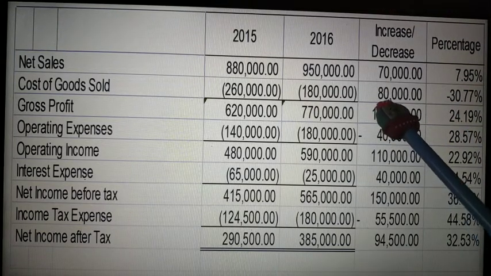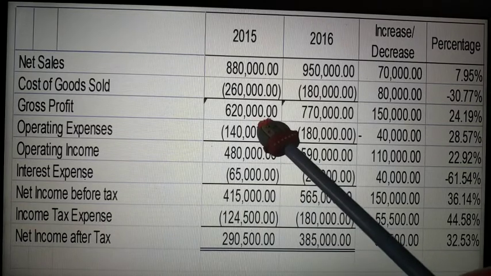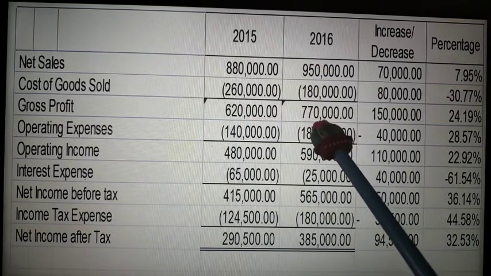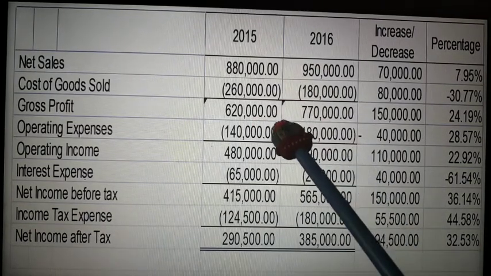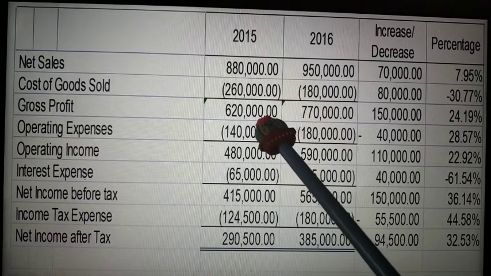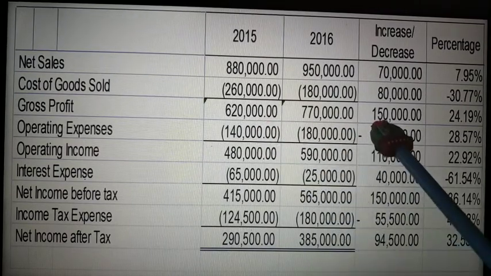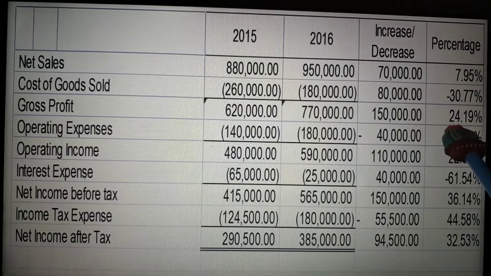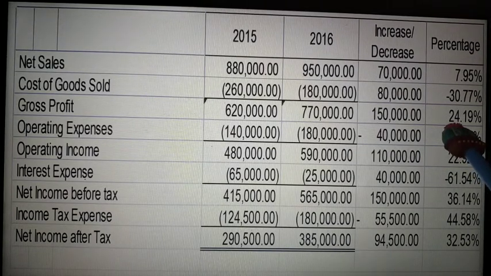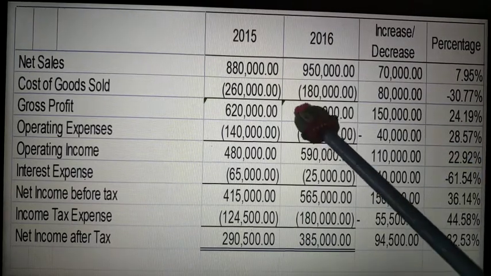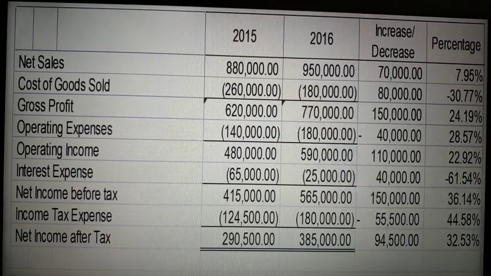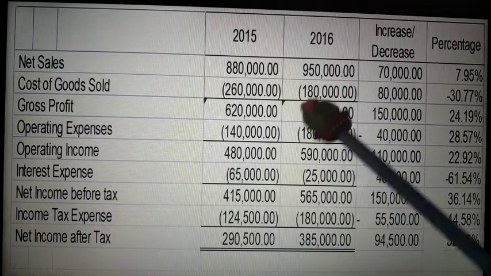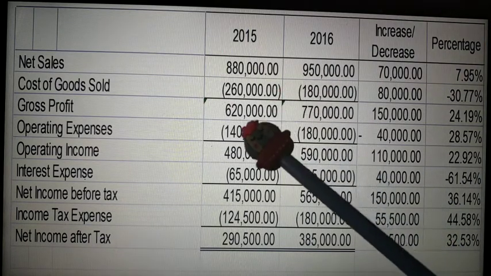And then next is the gross profit. So, gikan kang previous year, 770,000 minus 620 is 150,000. It means it increases and 24.19%. I'm very sorry for the noises namin sa bukid. Daghan may iro, tulo ka buok.